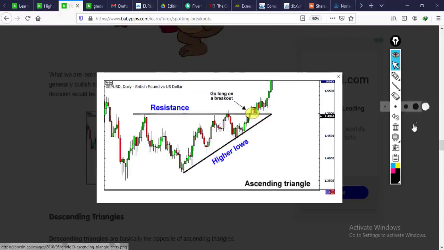And when they finally fought the battle, the bulls won. So the bulls broke the trend line to the top side, came back for a retest here. You see that red candle? You see the red candle right here, right? Then price continued to just rally up.